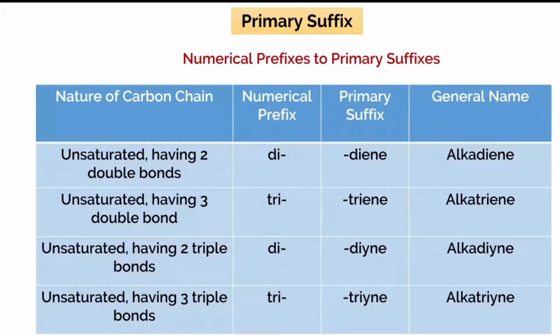Simple, right? So, your primary suffix can be preceded by a number, such as di or tri or tetra, and it should be followed by these numerical prefixes.